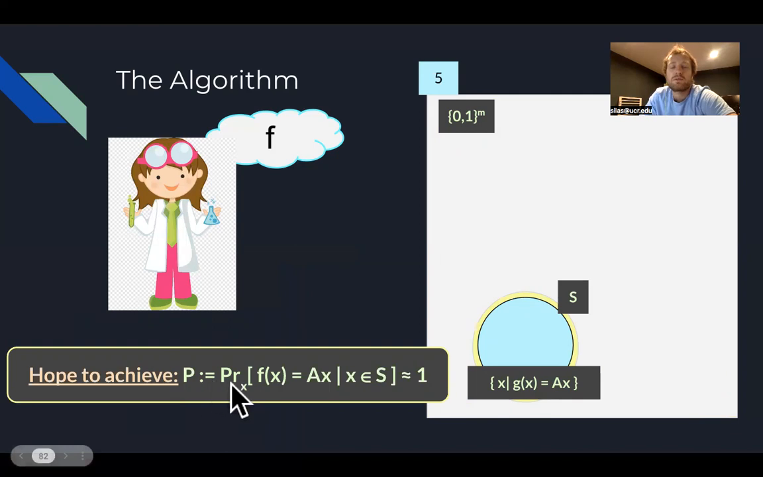Namely, we're hoping that the probability that f(x) equals A(x), given that x is in S, is roughly equal to 1. This would say that membership in S is indeed a good proxy for f(x) equaling A(x).